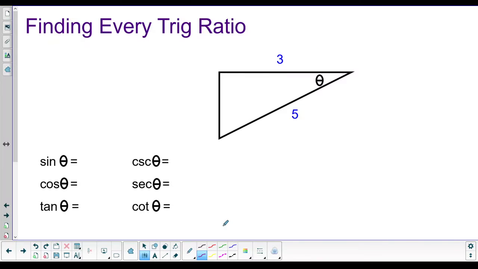But let's go do some practice with our Pythagorean theorem. So here's what they're going to tell you to do. They're going to say, find every trig ratio. So they're going to have you fill out sine of theta, cosine theta, tangent theta, cosecant, secant, and cotangent.